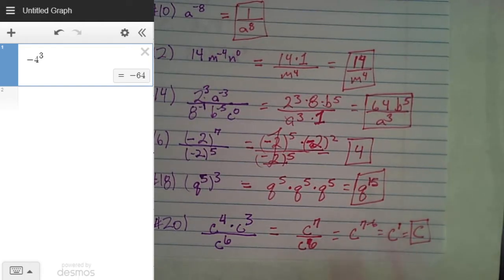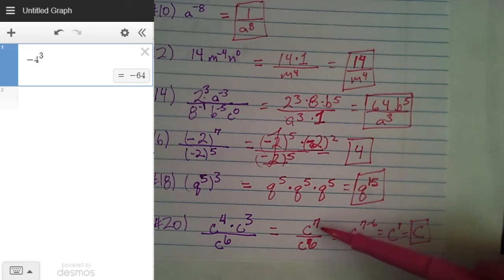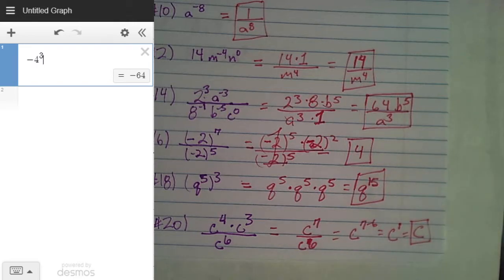So I'll repeat that. We have c to the 4th times c to the 3rd is c to the 7th. And that's the quotient rule of our exponents: we can subtract 7 minus 6, the numerator's exponent minus the denominator's exponent, when the base is the same. So we get c to the 1st, and c to the 1st is just c. Remember that if there's nothing written, it's to the 1st power.